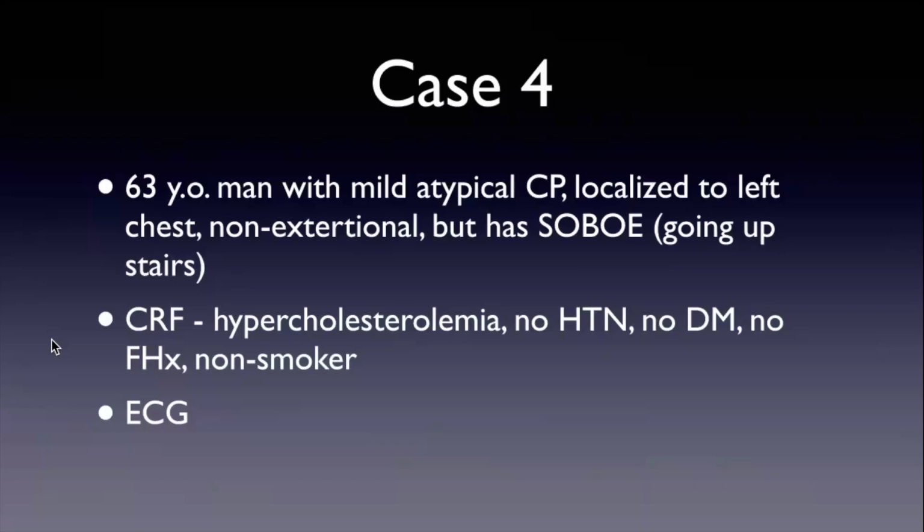Okay, all right. So this is a 16-year-old man with mild atypical chest discomfort localized to the left chest. Non-exertional, but has some shortness of breath on exertion going upstairs. Has some risk factors, has high cholesterol. I was going to put up this ECG. This ECG had T-wave inversions in the inferior and the anterolateral leads, not very deep, probably about 5 millimeters. I was going to put it up, sorry. You'll have to visualize it. It's not normal.